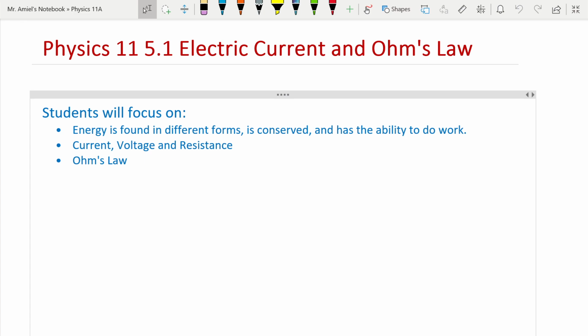There are a few terms there that we're familiar with, like energy, work, and conservation. We're going to apply that to electricity though, and we are going to be looking at current, voltage, and resistance, and we're going to be tying those things together with something called Ohm's law.